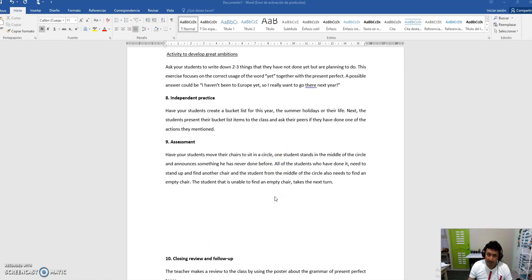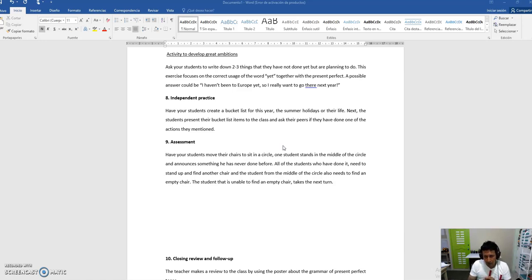The 8th step is the independent practice. It's time to work by themselves. I will have my students create a bucket list for this year, the summer holidays of their life. Next, the students present their bucket list items to the class and they have to ask their peers if they have done one of the actions they mentioned.